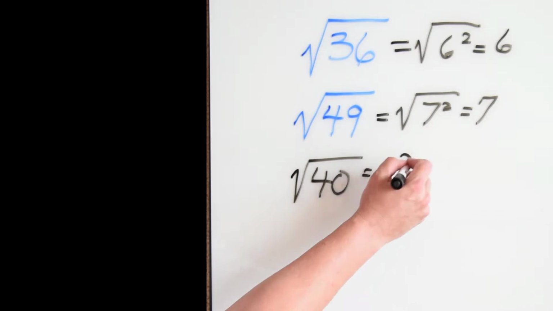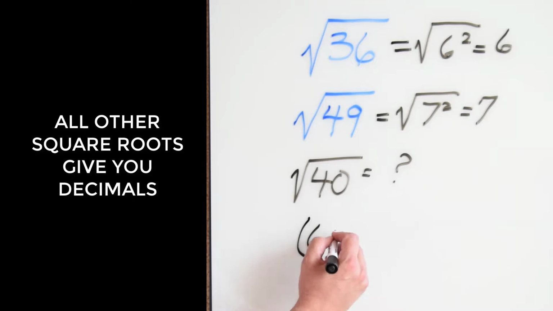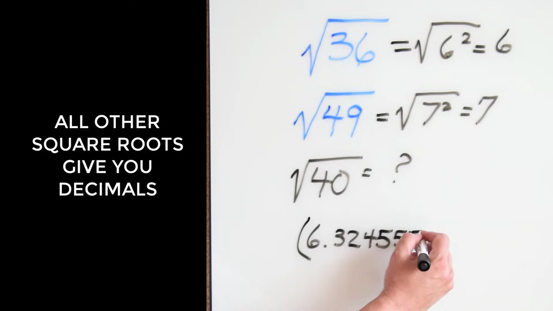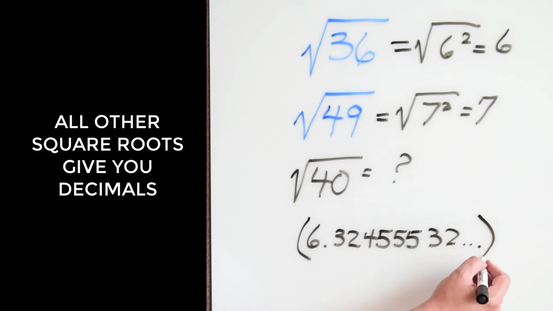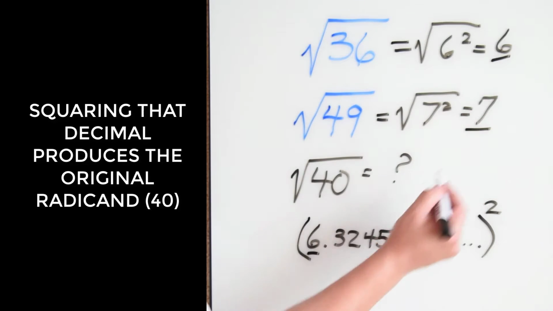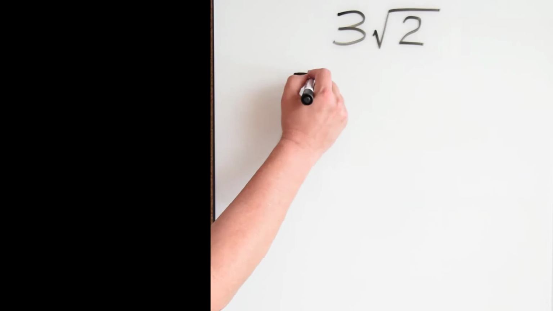But what happens when you take something that's not a perfect square like 36 or 49, like the square root of 40? If you take the square root of 40, you get something in between 6 and 7. In this case, 6.32455532, etc., and it goes on forever. But if you square that, because 6.32 lies between 6 and 7, you get 40.